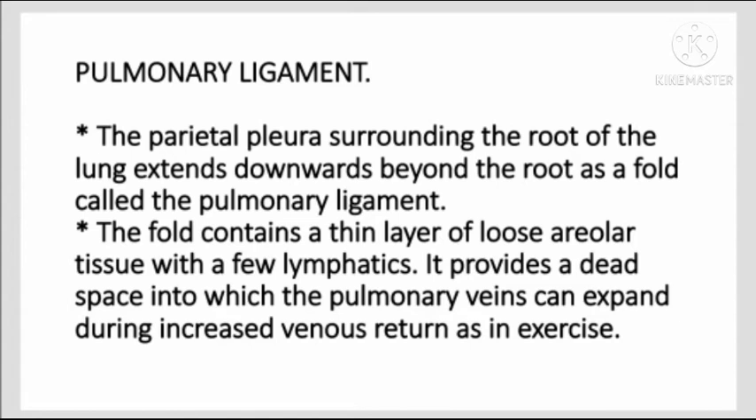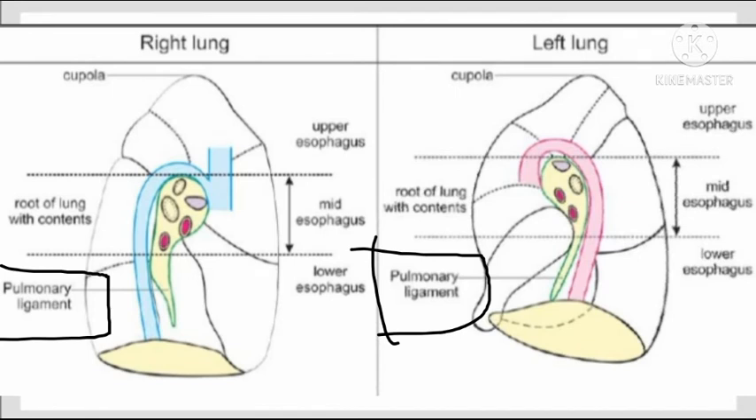Pulmonary ligament. The parietal pleura surrounding the root of the lungs extends downwards beyond the root as a fold called the pulmonary ligament. The fold contains a thin layer of loose areolar tissue with a few lymphatics. It provides a dead space into which pulmonary veins can expand during increased venous return, as in exercise. These are the pulmonary ligaments of the left and right lung.